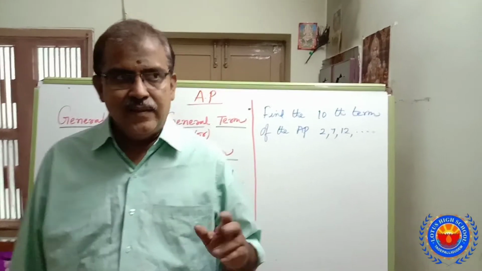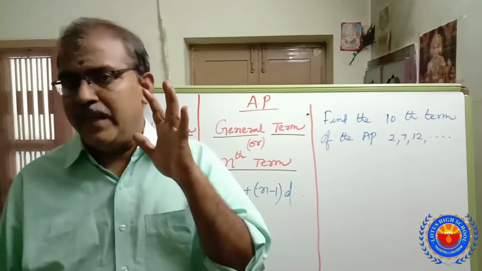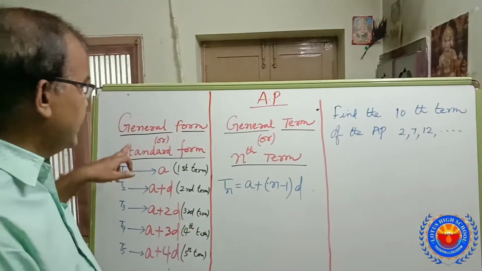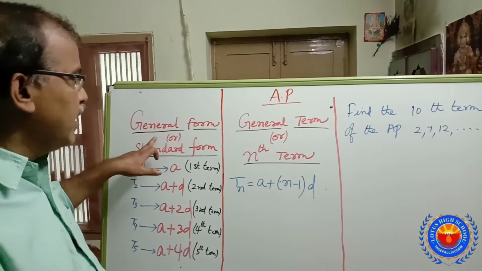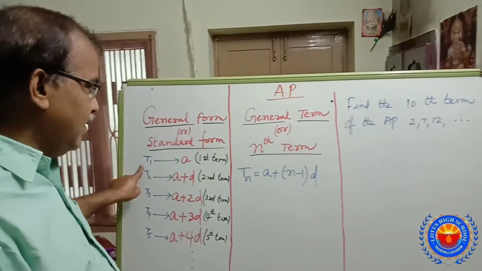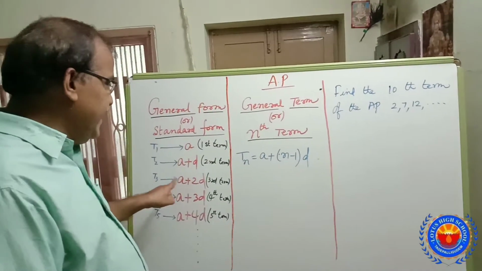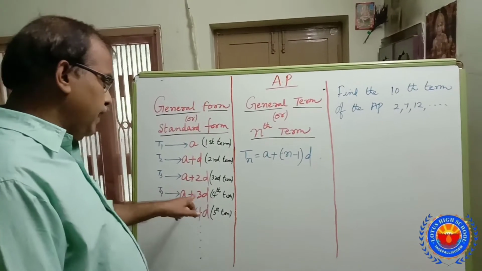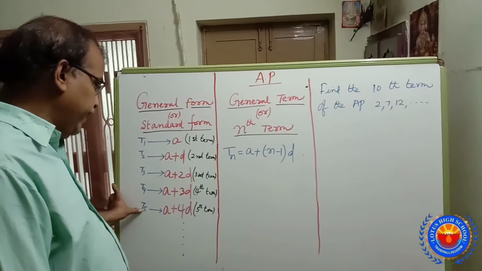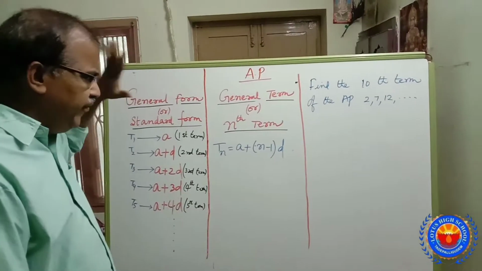So far I explained the conceptual ideas about arithmetic progressions and conceptual problems, and the main important thing is the general form, also called the standard form. This is very important. First term a, second term a plus d, third term a plus 2d, fourth term a plus 3d, fifth term a plus 4d. These are t1, t2, t3, t4, t5, that is term 1, term 2, term 3, term 4, term 5. This is very important.